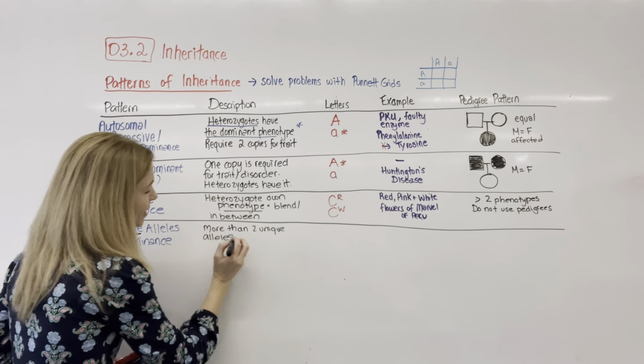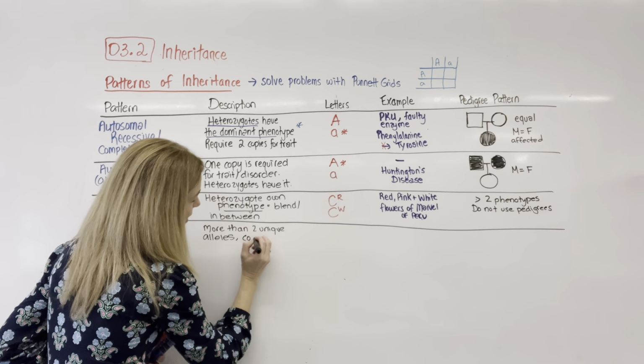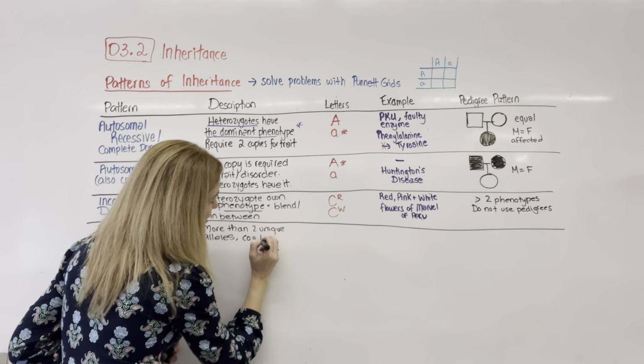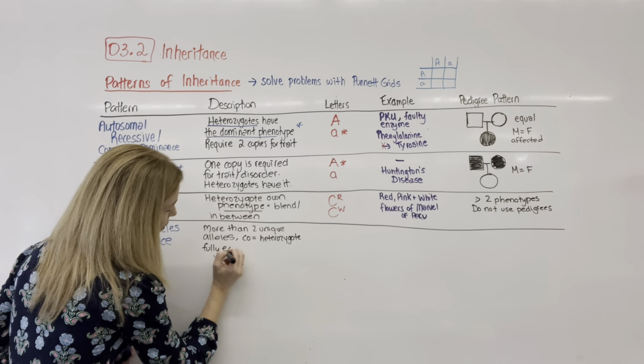And then codominance, we're saying that the heterozygote shows both phenotypes, so it fully expresses both.